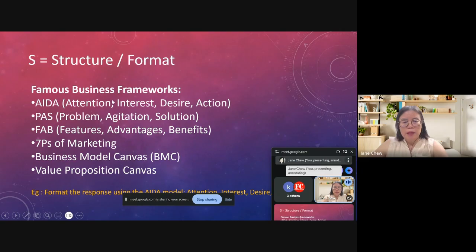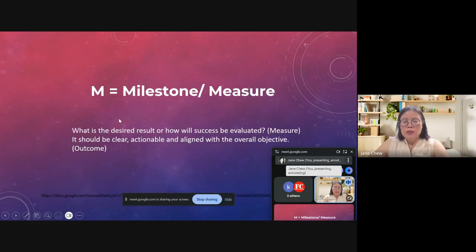So this is the one I mentioned. Or you can also, as I have mentioned, say give me my marketing plan based on the AIDA framework: attention, interest, desire, and action. Or past, problem, agitation, solution, or features, advantage, and benefits. So you can use all this in your marketing plan.